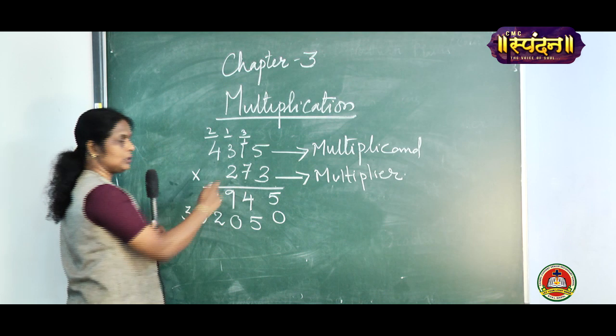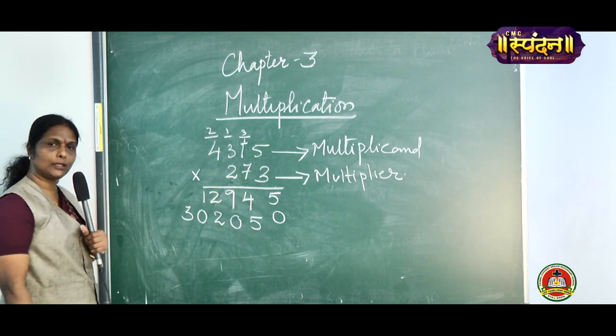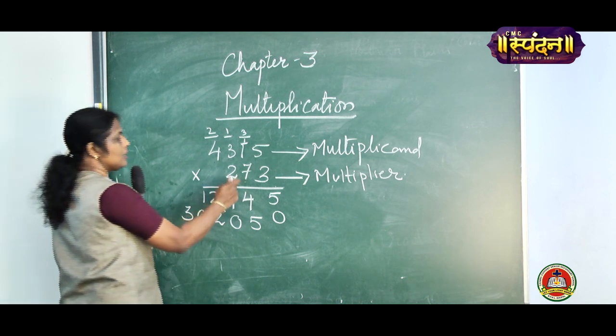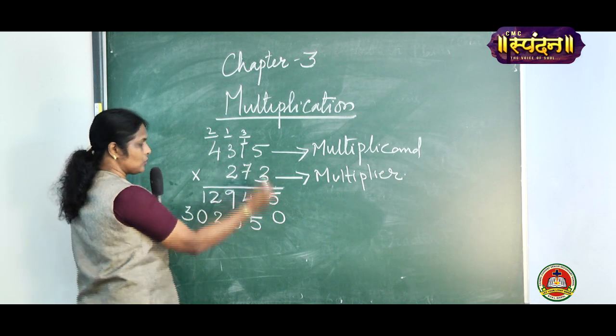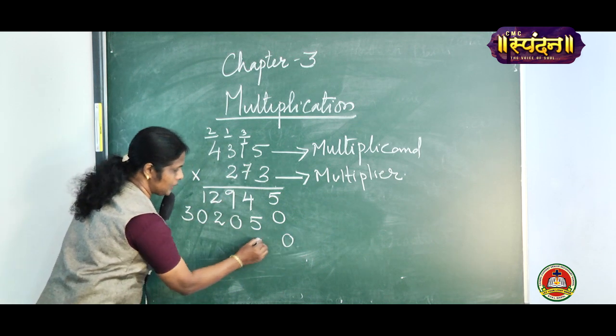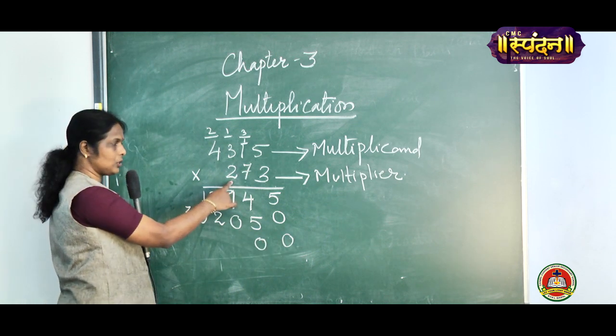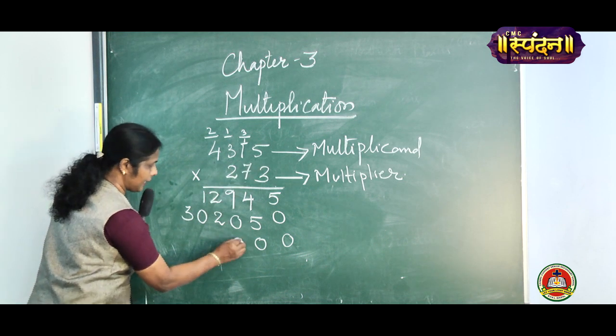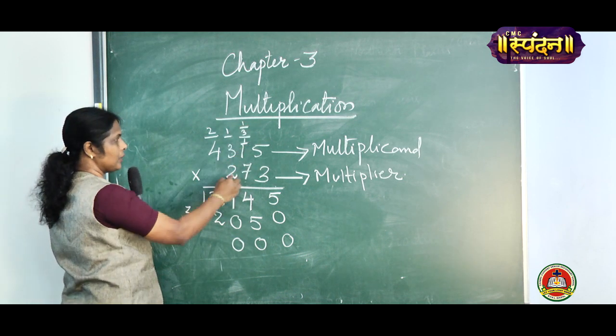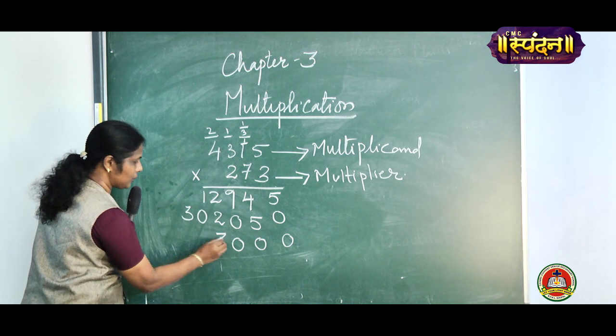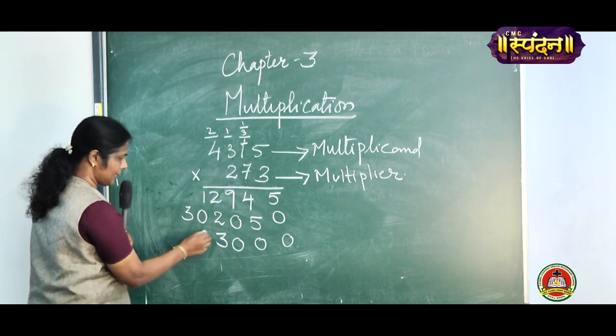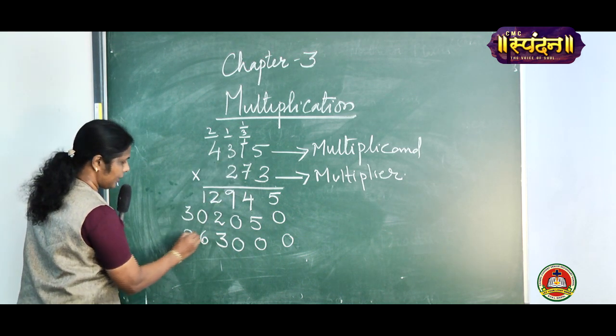Now the third step, multiplication by 2, which is in the hundreds place, that means 200. So you have to put 0 in the ones place, 0 in the tens place, and start multiplication by 2. 2 5s are 10, carry over 1. 2 1s are 2, 2 plus 1 is 3. 2 3s are 6, 2 4s are 8.